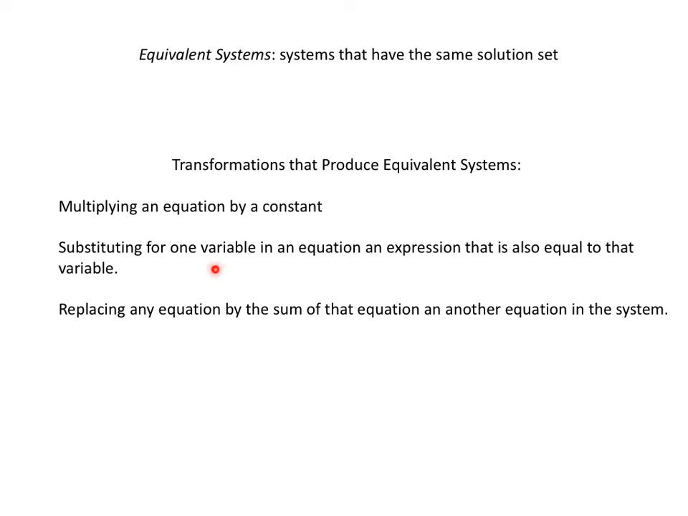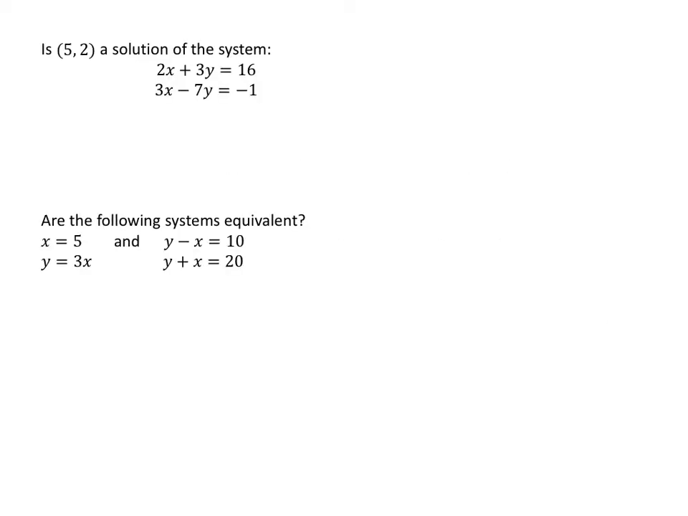If you substitute for one variable something that's equivalent, it's the same. So if I say that y is equal to 6x, I can plug in 6x in any place that I see y in the other equation. And then I can also replace any equation by the sum of that equation and another. So if you add 2 equations together, you can replace that in the system as well. These things start to show up as we begin to solve systems of equations.